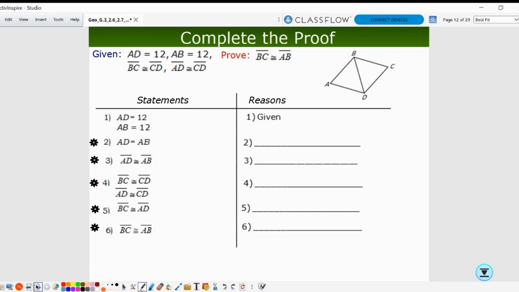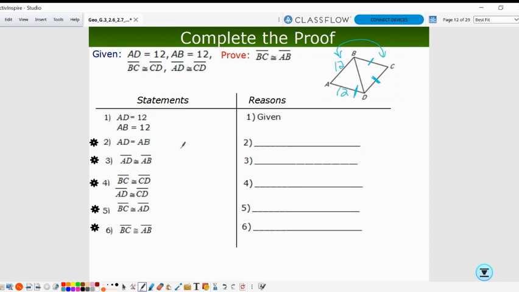Complete the proof. AD is 12. AB is 12. BC is congruent to CD. And AD is congruent to CD. We have to prove that BC and AB are congruent.